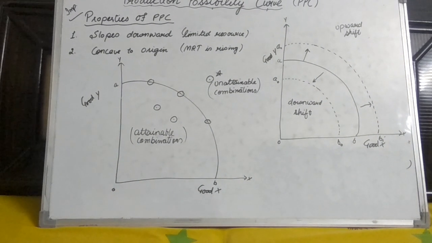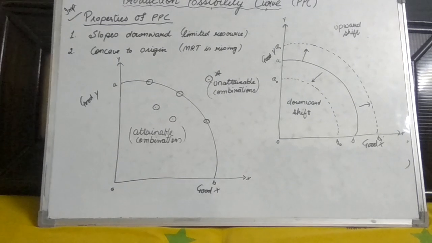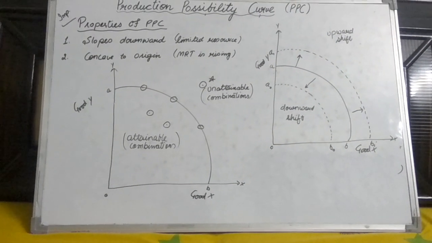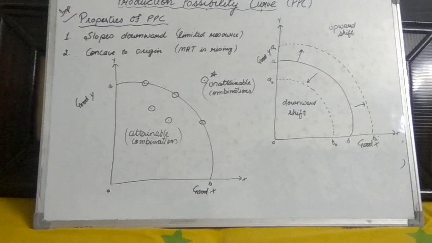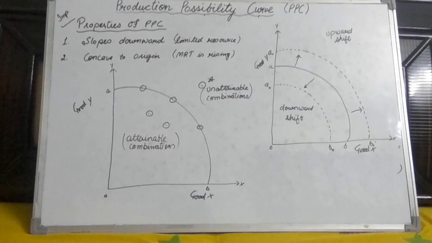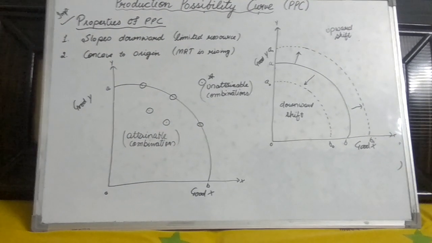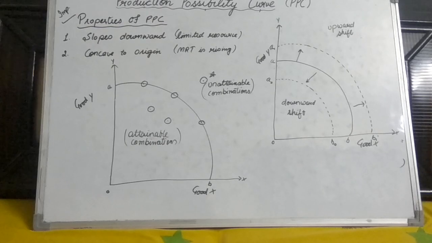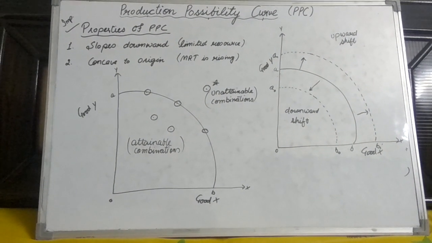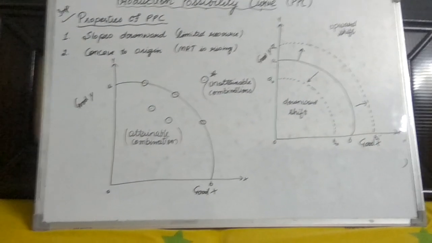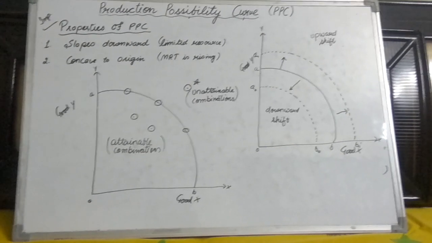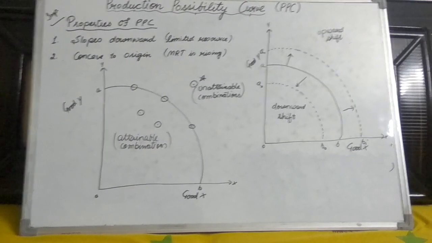The second one is PPC is concave to the origin. As we have discussed earlier from the table, MRT, marginal rate of transformation, is rising from one combination to another, which indicates the shape of PPC is concave to the origin. So here it is very important to note that PPC is concave to the origin. Under these two properties, we have drawn a figure also that indicates the various types of combination.